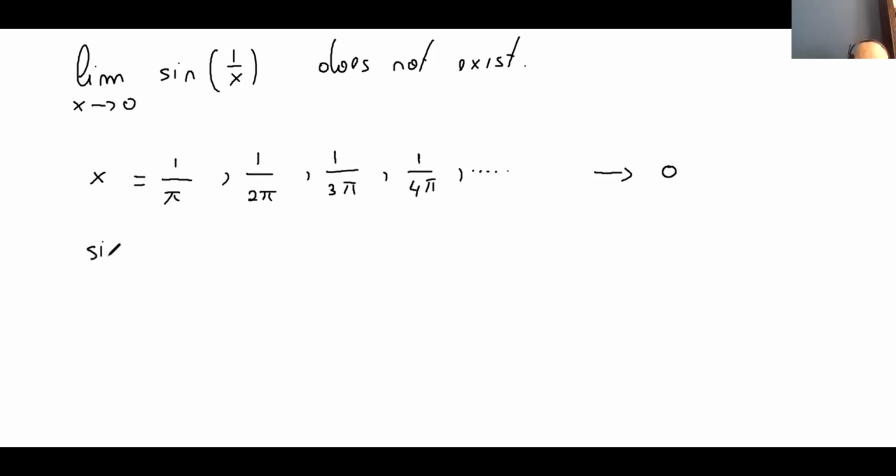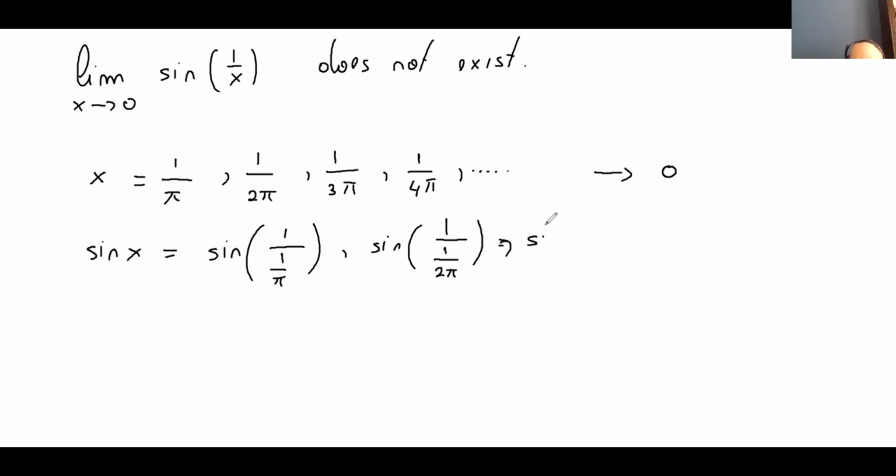So sine of x in this case is sine of 1 over pi, and sine of 1 over 2 pi. Remember that x is 1 over 2 pi, and also sine of 1 over 3 pi, and so on and so forth. So these numbers are sine of pi, sine of 2 pi, sine of 3 pi, and so on, and sine of the multiples of pi. So this number here turns out to be pi, this number here is 2 pi, this number here is 3 pi, and sine of pi, sine of 2 pi, sine of 3 pi, and so on are all 0.